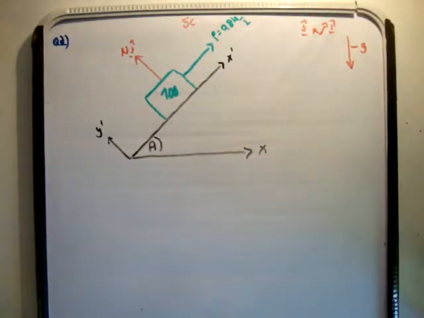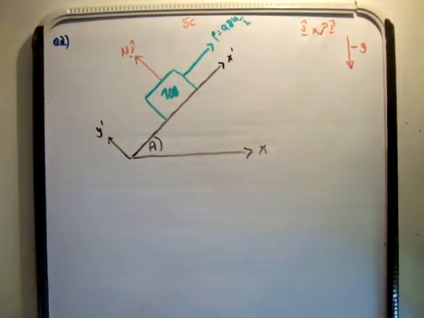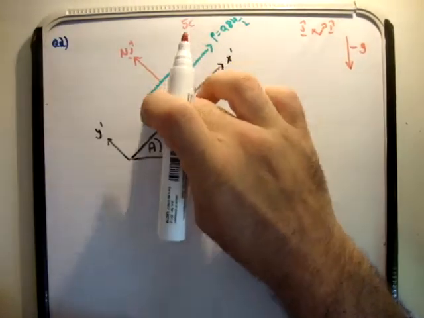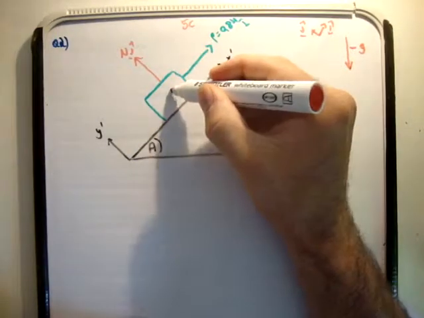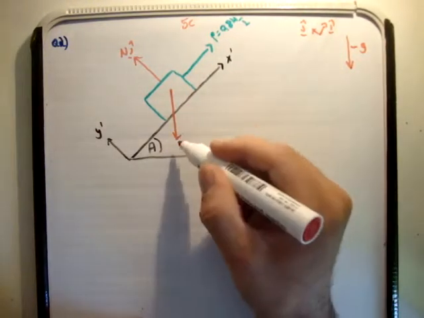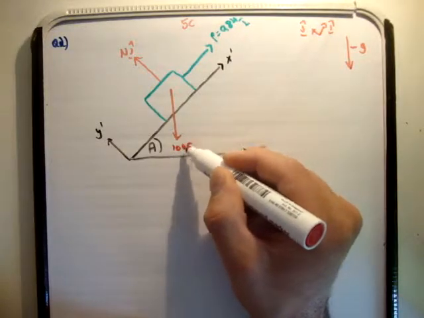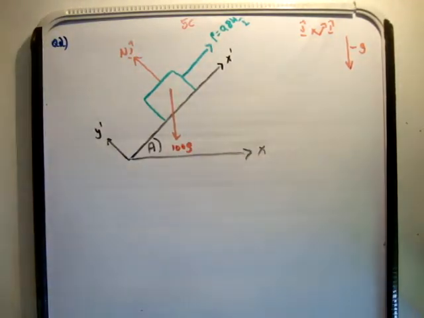The weight vector, however, doesn't change. The weight is always pulling something towards the center of the earth, and that is still in relation to the x-axis, not the x prime axis. So similar to our projectiles, we have gravity going in this direction, like so, and it's going to be equal to mg. So we'll say 100 g, and it's going in that direction, because we're not using unit vectors at the moment.